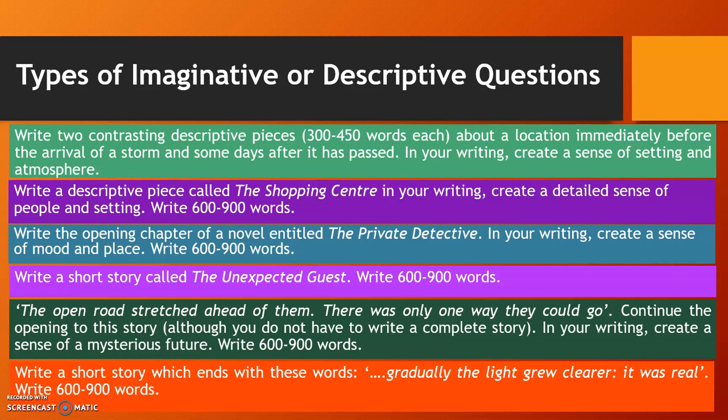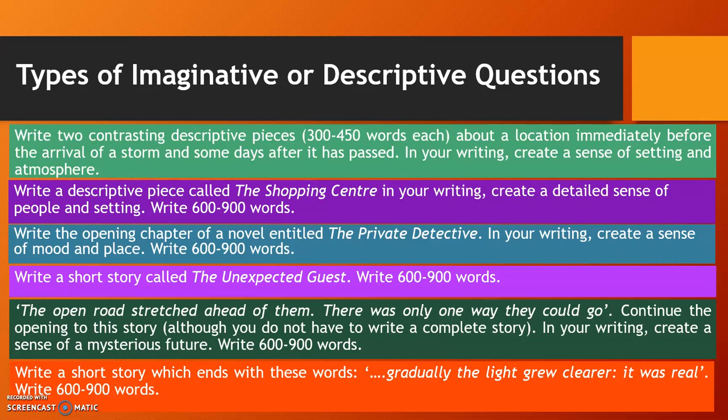Now come to the fifth prompt. The open road stretched ahead of them. There was only one way they could go. Continue the opening to the story, although you do not have to write a complete story. In your writing, create a sense of mysterious future. Write 600 to 900 words.